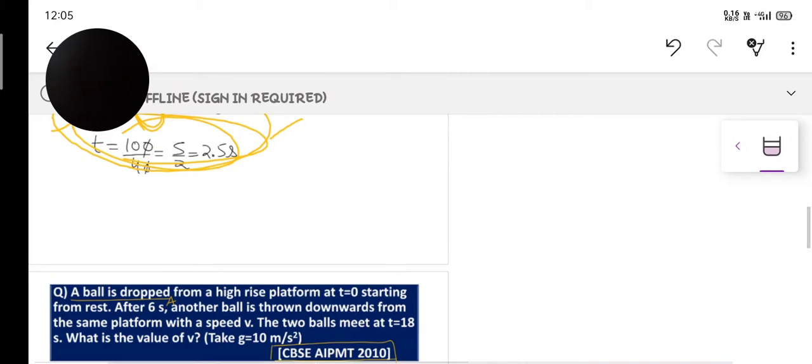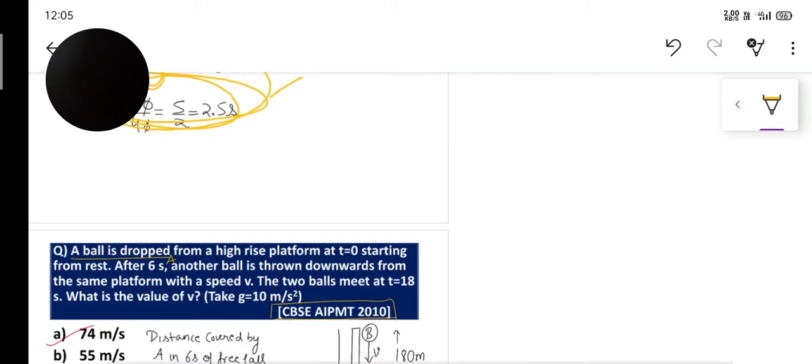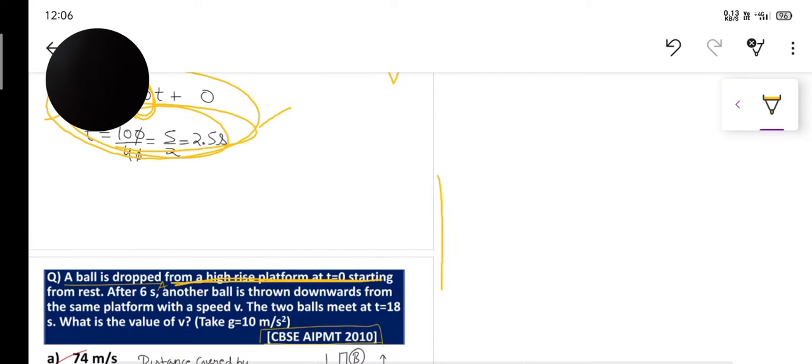A ball is dropped from a high rise platform at t equal to 0, starting from rest. After 6 seconds, another ball is thrown downward from the same platform with a speed v. The two balls meet at 18. What is the value of v?